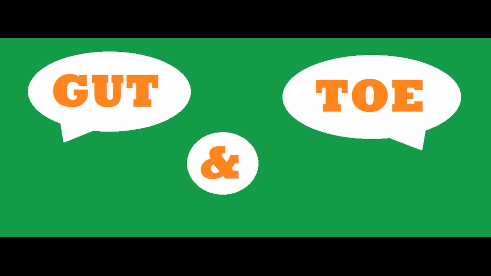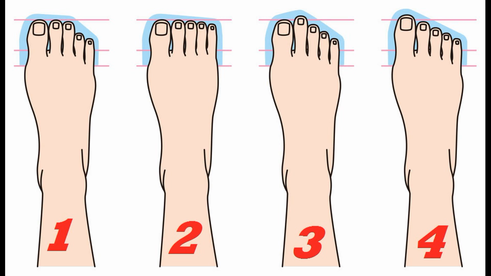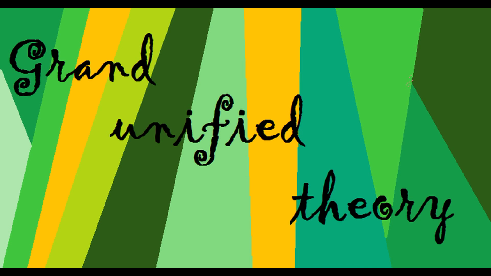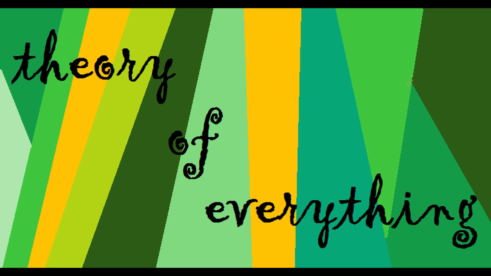Now it's time to talk about the greatest theories in physics, GUT and TOE. Which one shows the shape of your toe? Pick that number. Now see what scientists found about your number. Just kidding. GUT is grand unified theory and TOE is theory of everything.